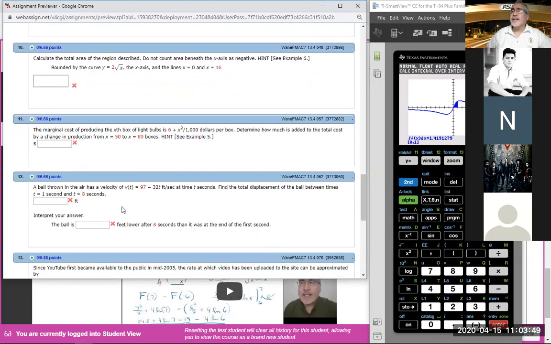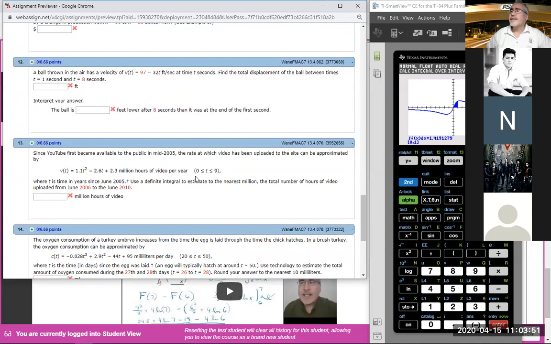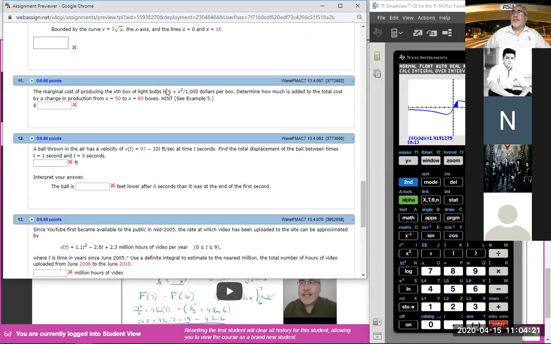There's some down here. Let's see this one, not that one, this one, number 13. Where does it say? Use the definite integral to estimate to the nearest million. So when we're estimating, we can use the graphing calculator for those. We can also use it when we have a polynomial because those will be a nice integer value without a repeating decimal. Of course, that could also get thrown off if there's a 1/3 or something.